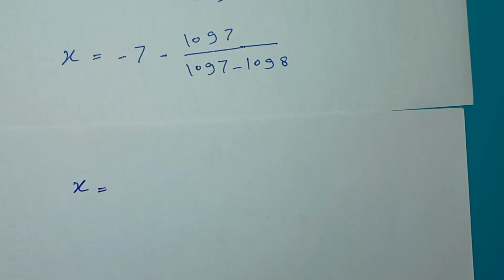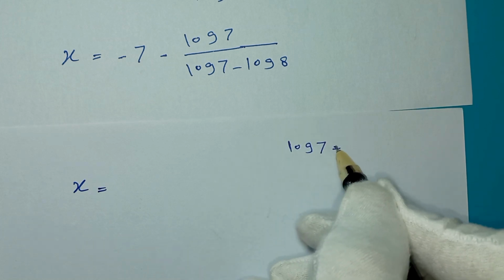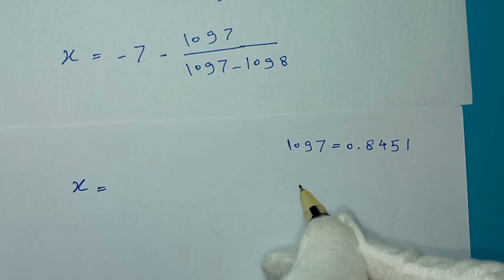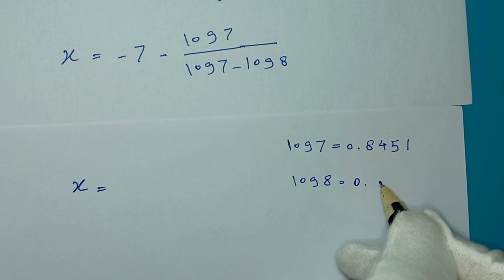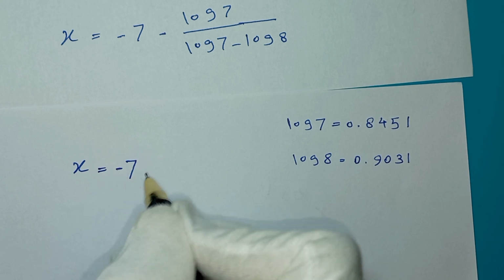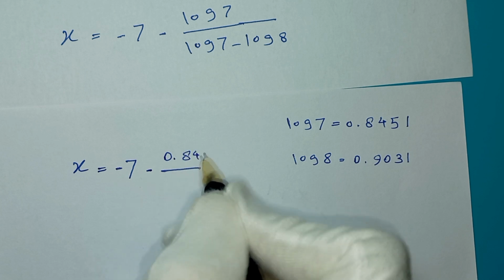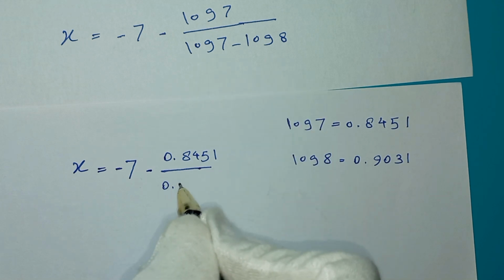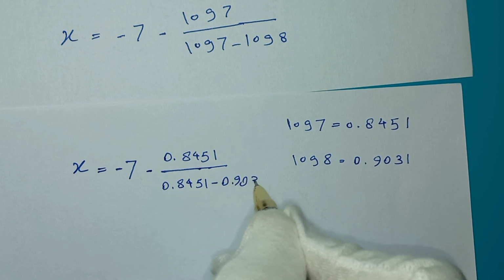x is equal to... log of 7 is 0.8451, and log of 8 is 0.9031, and x is minus 7 minus log of 7, which is 0.8451, over log of 7 minus log of 8, which is 0.8451 minus 0.9031.